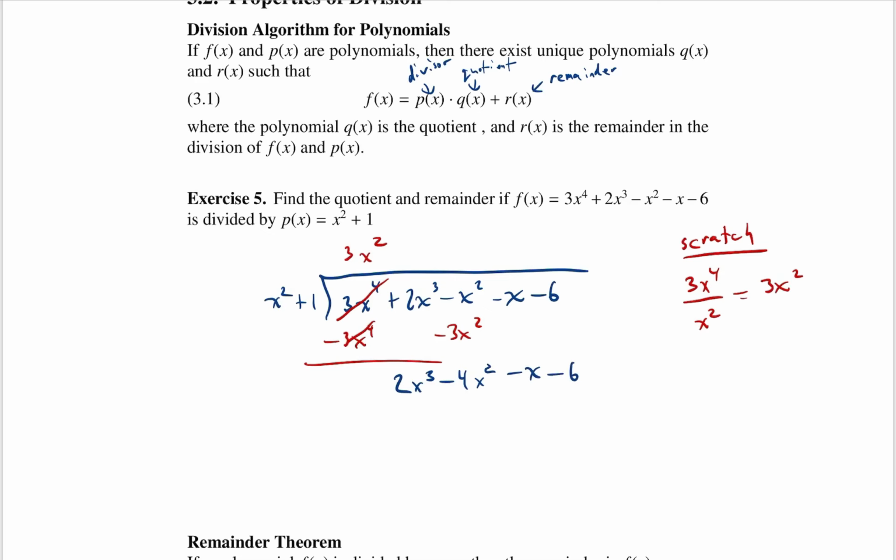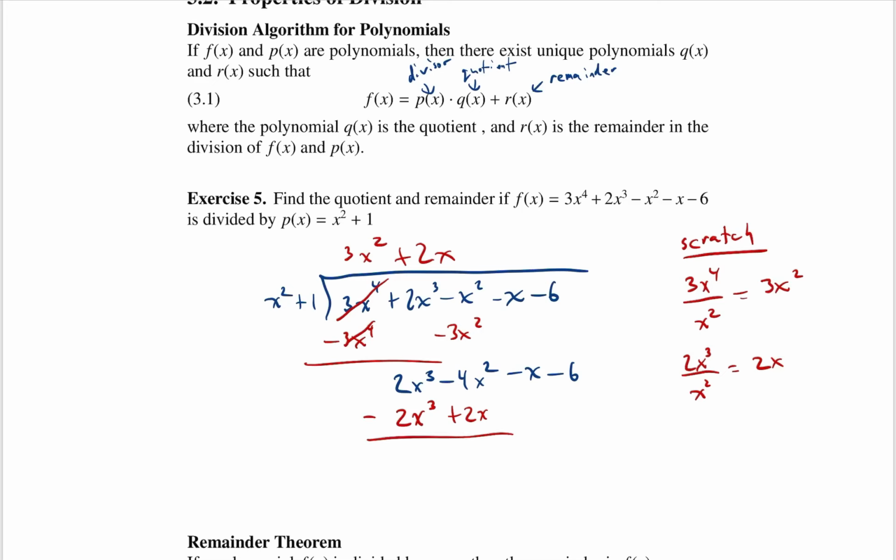And then we're going to repeat that algorithm. So we're going to go through the next iteration. So you take the first term divided by the first term again. So that's going to be 2x^3 divided by x^2, which is 2x. And that's the next term in your quotient, positive 2x. And then you repeat the steps, which means multiply. So that's going to be 2x^3 for the first term. The next one will be positive 2x.